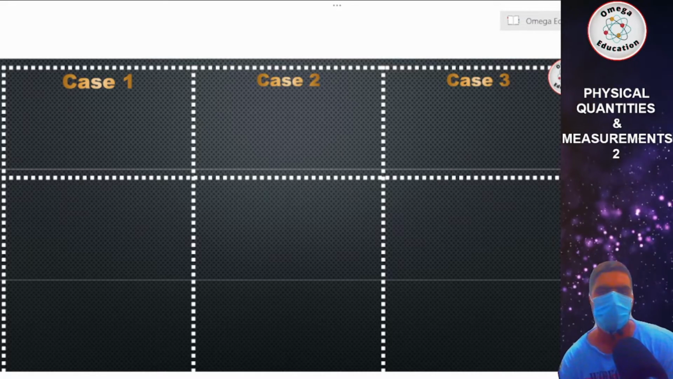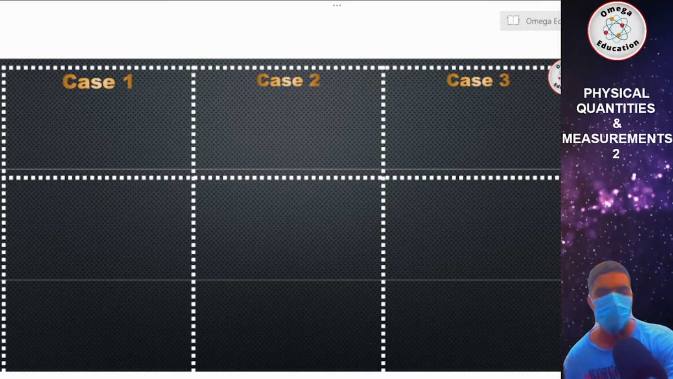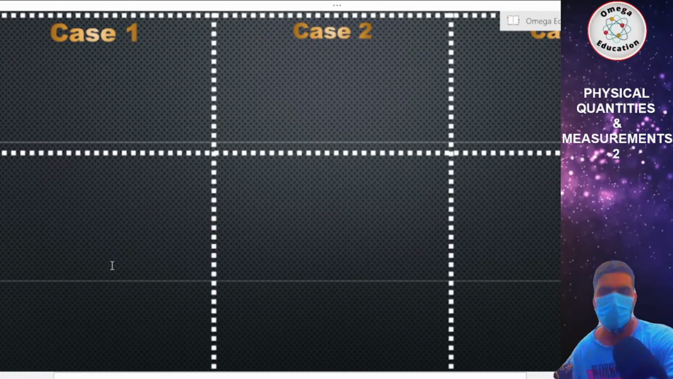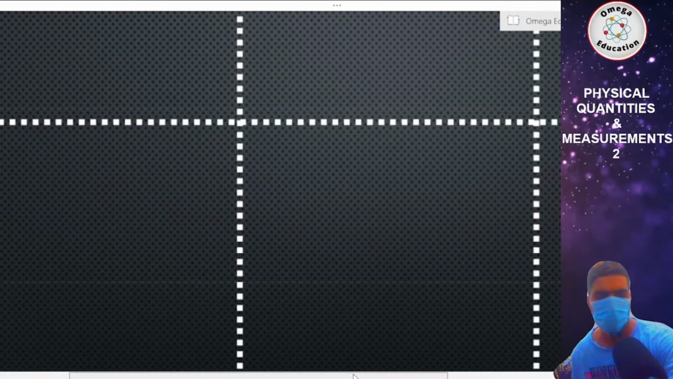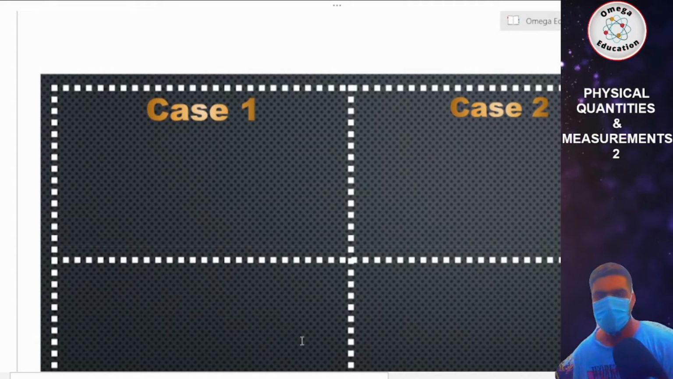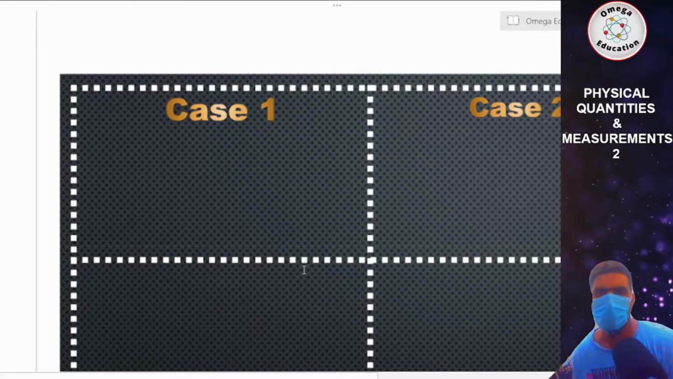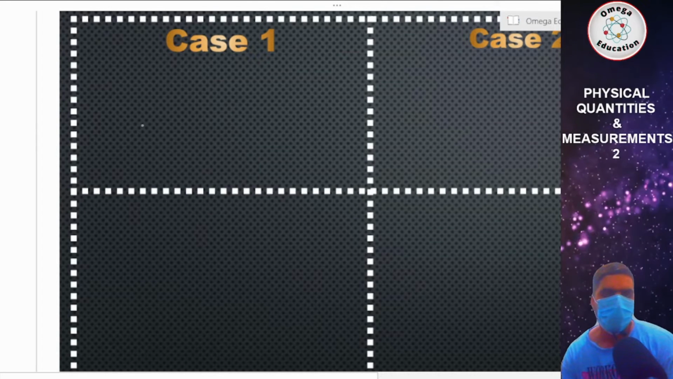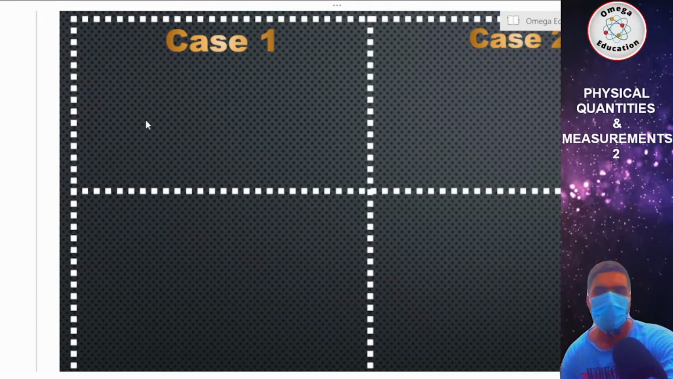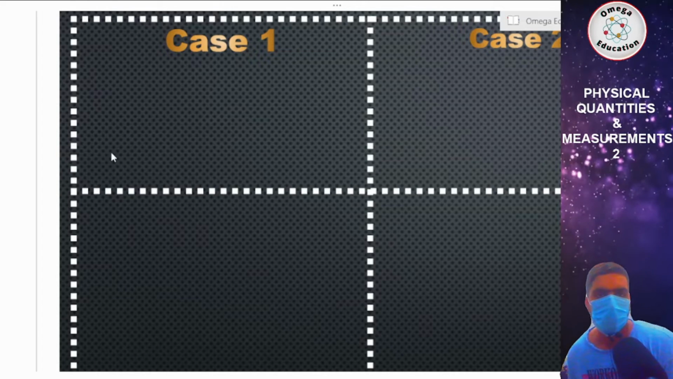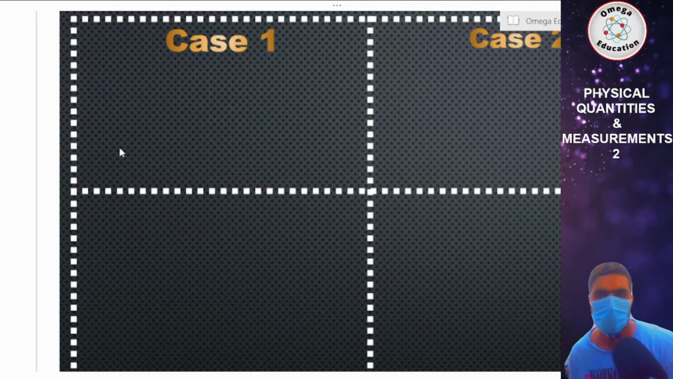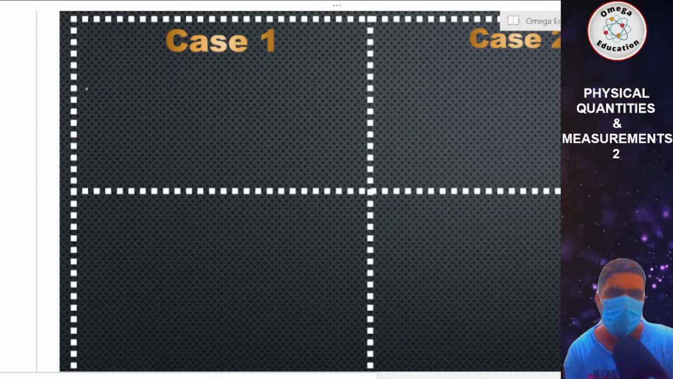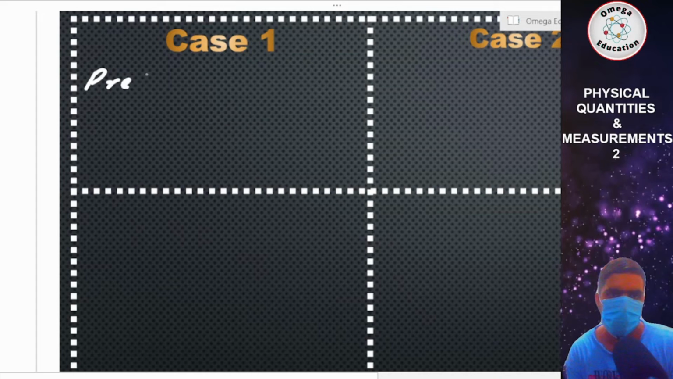Alright, so there are 3 different cases in which you can get a question from here. Let us start from the first one. I'm going to zoom it in. The first type is the type in which you have to convert a certain unit to a certain prefix. Basically we need to insert a prefix with a unit.